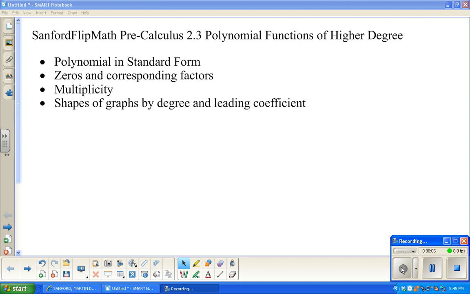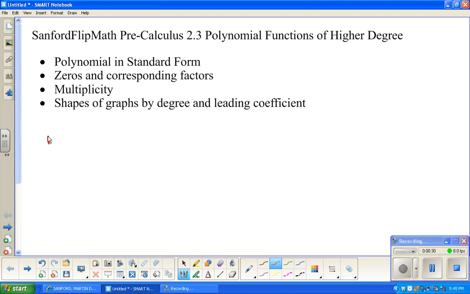We are working on polynomial functions of higher degree. We are working with the PreCalculus book from Demana, Foley, Kennedy, the 5th edition. And just to keep you on track, we are in section 2.3 of the book. We're going to focus on basically these four things, and we'll try and keep the time under control. Polynomial in standard form. A little bit of review.